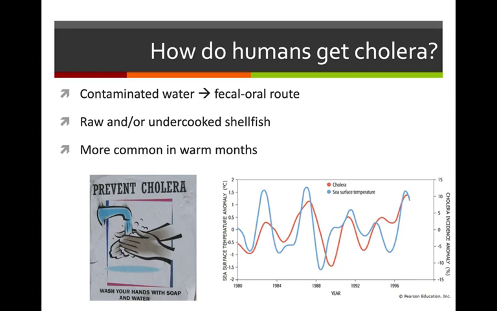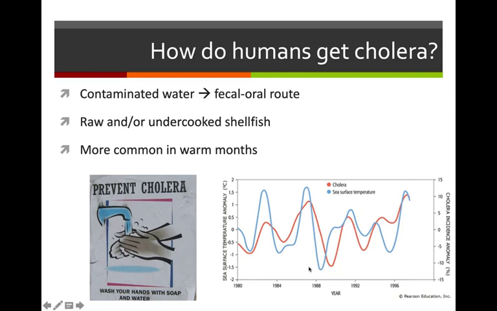Cholera is a disease that is transmitted most often through the fecal-oral route. What this means is that people drink water that has been contaminated with feces, and in that feces are the cholera bacteria, which gets ingested. Less commonly, but also possible, is to acquire the bacterium through the consumption of raw or undercooked shellfish, things like oysters or clams.